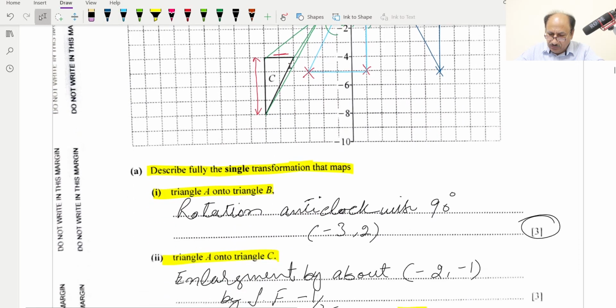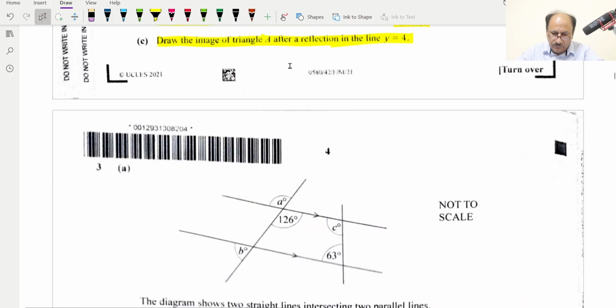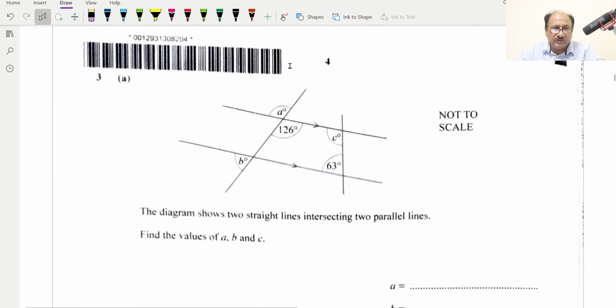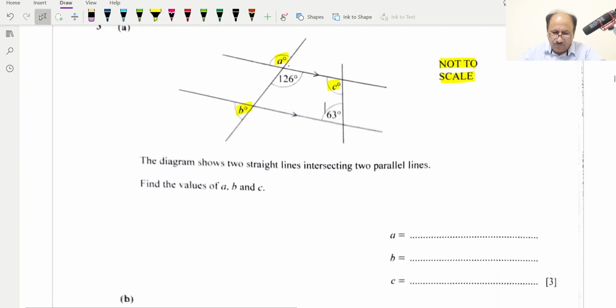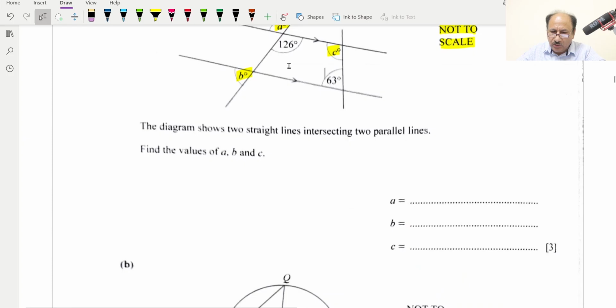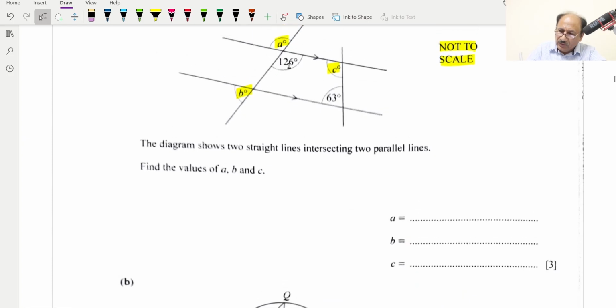And this is done, and this is basically done. Question number 3a part. 3a part is a drawing provided which is not to scale, and we have to find these angles a, b, and c. The diagram shows two lines intersecting two parallel lines, so find the values of a, b, c. So how can we reach these angles?